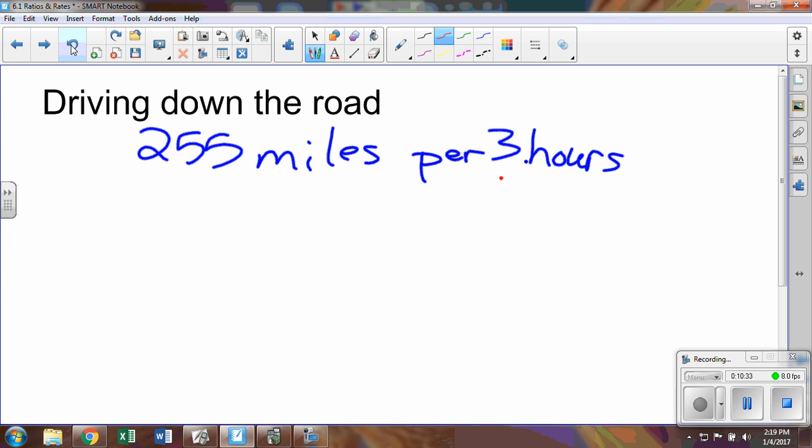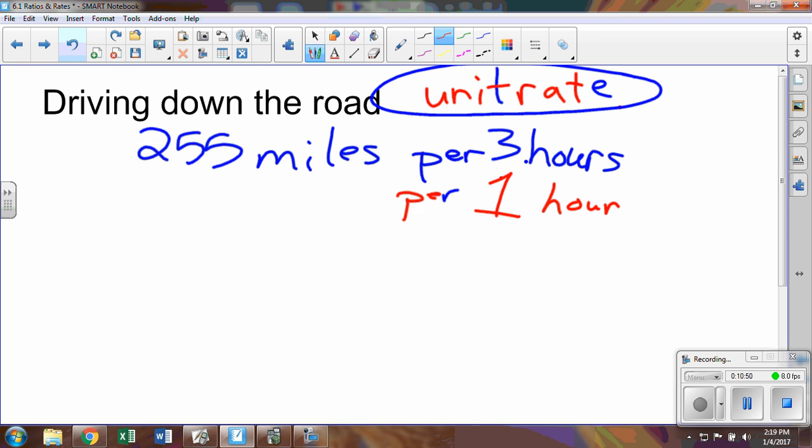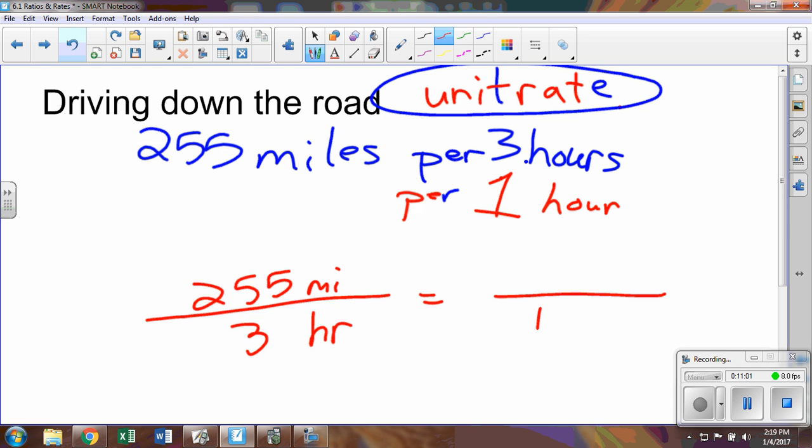Instead, you look at it and say, I want to know what's my speed per 1 hour. And this is what a unit rate is. Whenever you're working with a unit rate, those are ones that have a denominator of 1. And so all we're looking at is something like this, 255 miles in 3 hours. We want to be able to get a unit rate with 1 hour. Well, how do you change something from 3 hours to 1 hour?